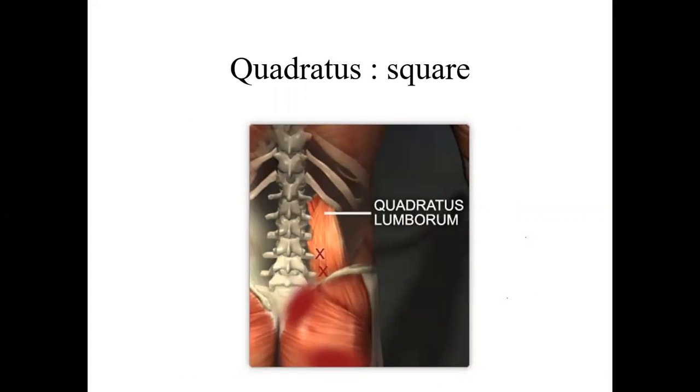Quadratus, anyone who's ever taken any kind of math class knows that quadratus is a shape, meaning a square. And so, for example, here, let's figure out why this guy is called what he is. Quadratus, obviously square. Lumborum, at the lumbar. So we have a square-shaped muscle located at the lumbar. Does that make sense to everybody? It's not quite as big a mystery.